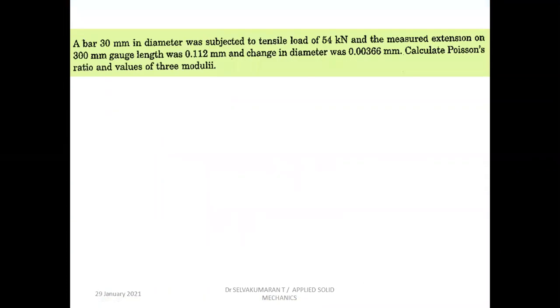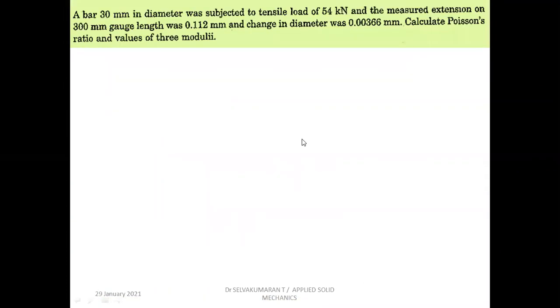Next problem. A bar 30 mm in diameter was subjected to a tensile load of 54 kilonewton and the measured extension on a 300 millimeter gauge length was 0.112 millimeter and the change in diameter was 0.00366 millimeter. Calculate Poisson's ratio and values of three moduli.